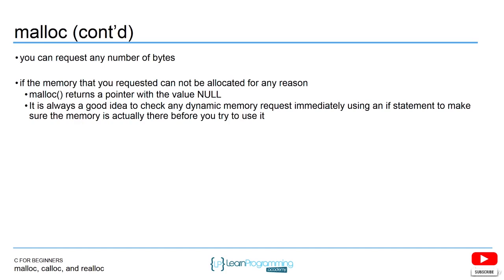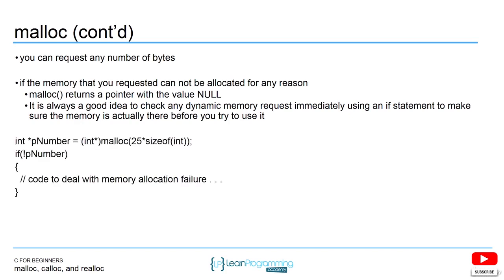Malloc will return null. And this is good because when pointers are pointing to null, it means that they're not pointing to any memory. So you can't corrupt or change any memory inadvertently. So it's always a good idea after you do a malloc to immediately check for null before you use it. Just like when you assign data, or when you dereference a pointer, you want to make sure that you're actually pointing to something.